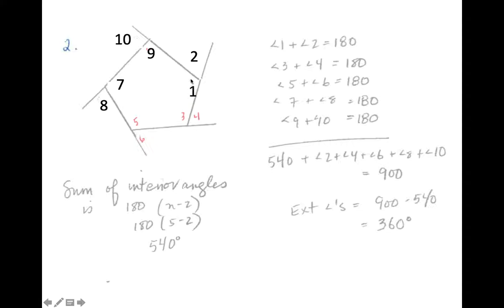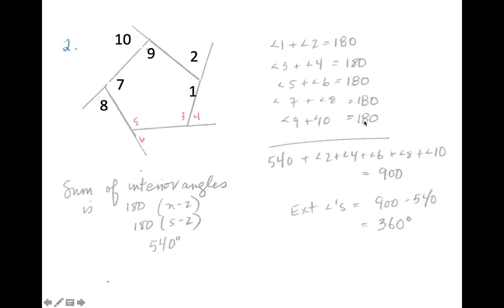Now, what I notice about them is that the interior and the exterior together form a straight line. So I know that they are supplementary and add up to 180. So 1 plus 2 is 180, 3 plus 4, 5 plus 6, 7 plus 8, and 9 plus 10. They all add up to 180.